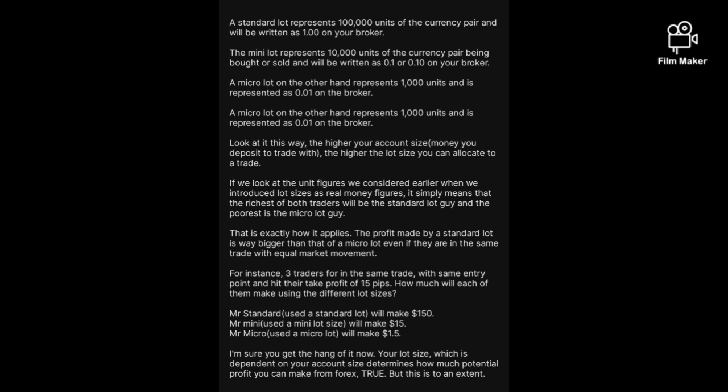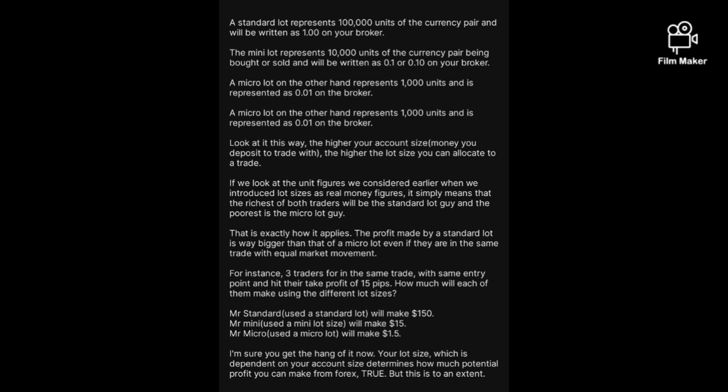and will be written as 0.10 on your broker. A micro lot, on the other hand, represents 1,000 units and it's represented as 0.01 on the broker.